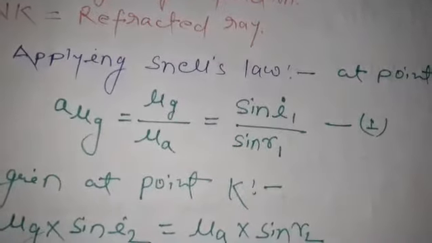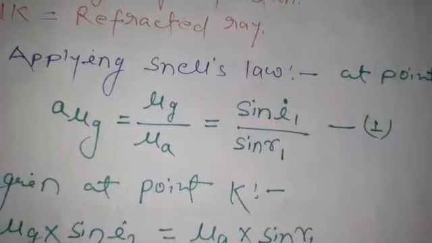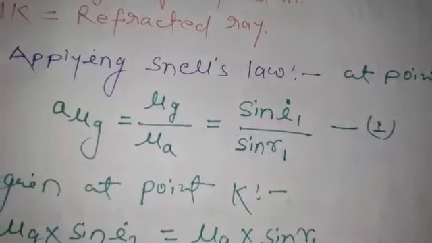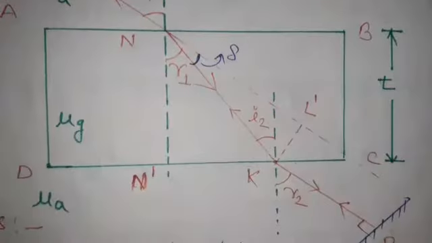So on applying Snell's law, what is the relative refractive index? a mu g is sin I1 upon sin R1 according to Snell's law. This will be your equation number 1.